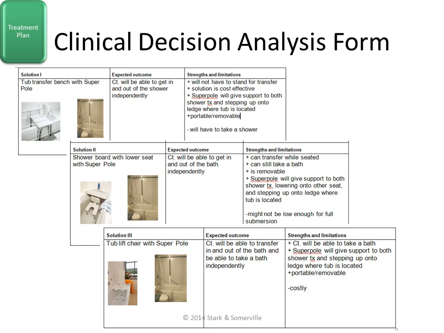So the different things that we presented them with in this clinical decision analysis form was a tub transfer bench for them to use along with a super pole. And then we listed out the strengths and limitations on the far right column. They also could use a shower board and a seat so that they could keep taking a bath, but they could transfer in and out independently with a super pole. Or finally, a lift chair with a super pole.